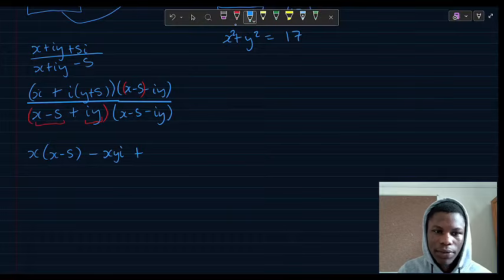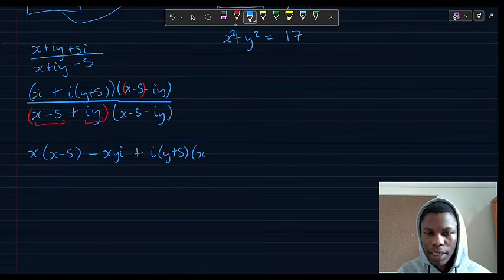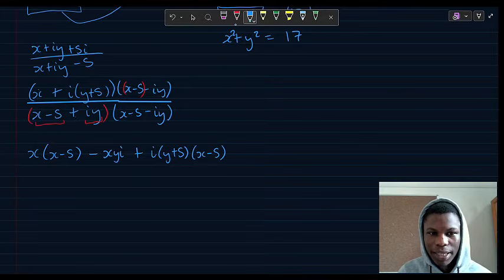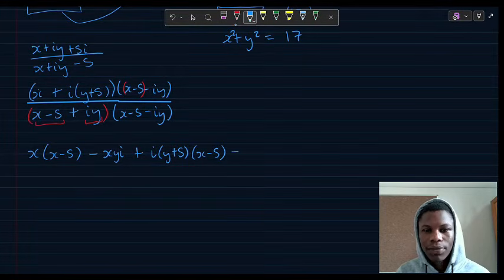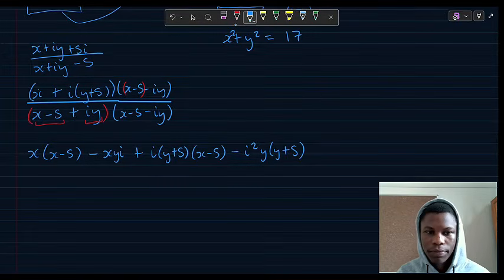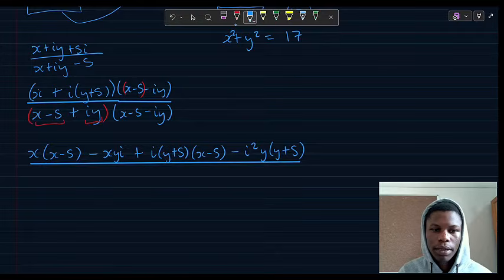And now I've got this imaginary part, i times y plus 5, multiplying the x minus 5 bracket. So I've got i, y plus 5, multiplying the x minus 5 bracket. And then I've got again the imaginary part, the i times y plus 5, multiplying the negative iy. So I've got negative i squared y multiplying the y plus 5. All right, and this is all being divided by.